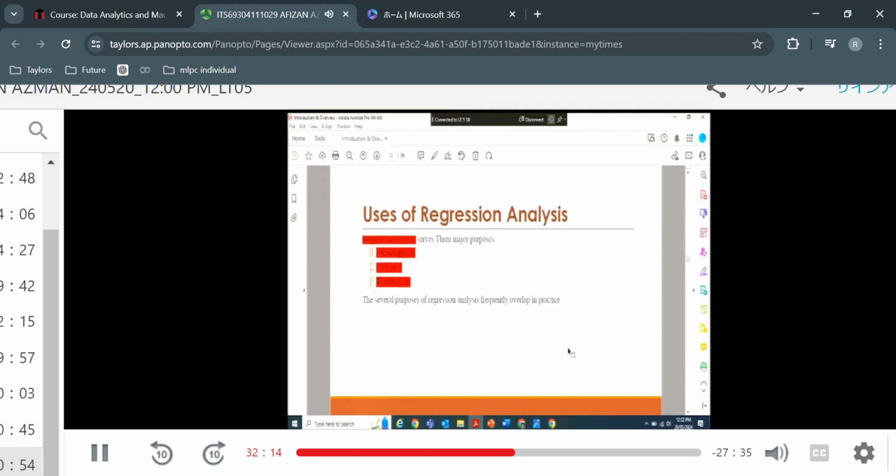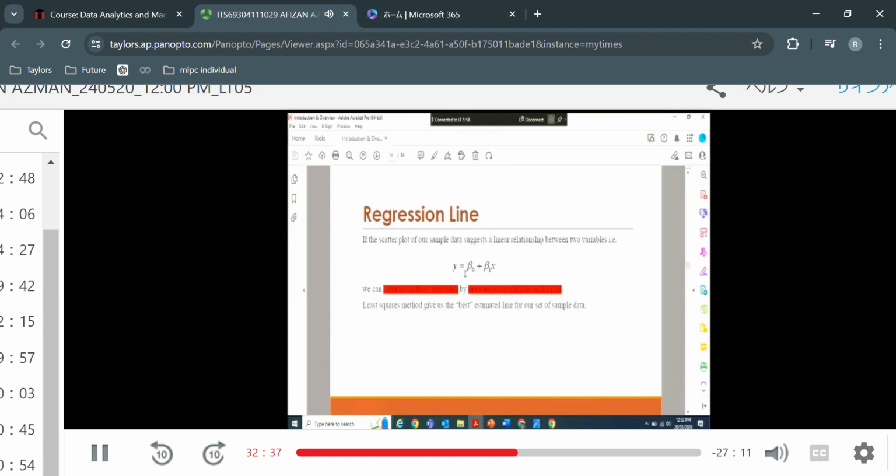Now, this regression analysis can be used for description, of course. Once you know your Y, once you know your X, you do the calculations, you get the value of your Y, your X, your M, and also your C. You can describe the relationship between the two variables. You can do some control. Of course, you can do some prediction as well from the regression analysis.